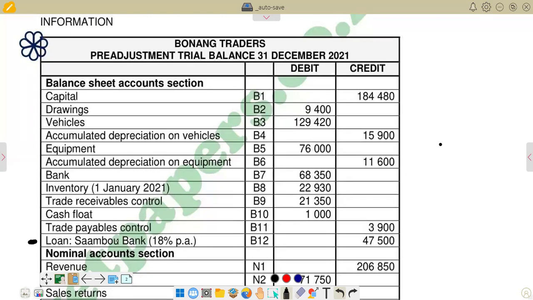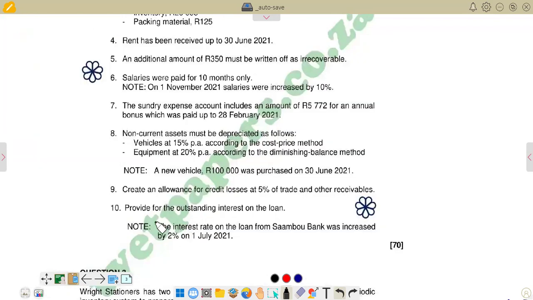So we are going to see on the additional information what we have in terms of interest on loan. We have here at item 10 it is saying the interest rate on the loan from Sambo Bank was increased by 2% on 1 July 2021. So what does it mean? It means from 1 January to the end of June, let's say 30th of June, the interest was 2% less. Then after that, it was increased by 2%.